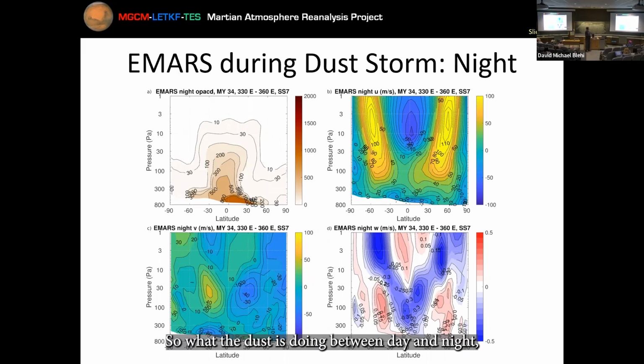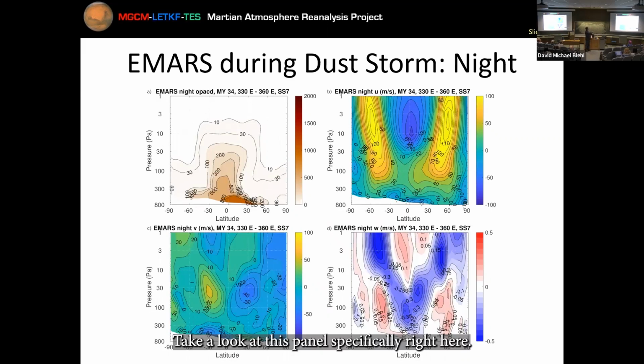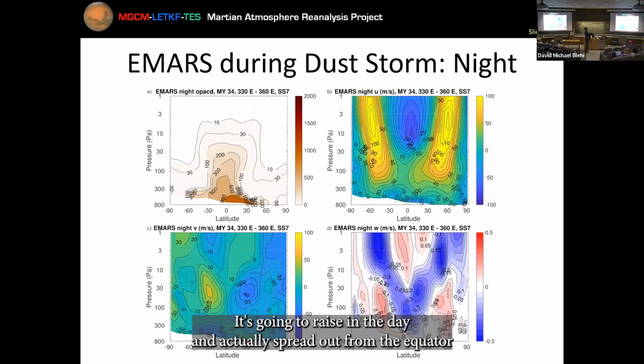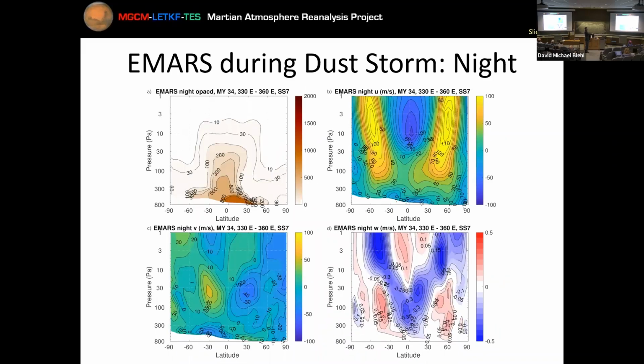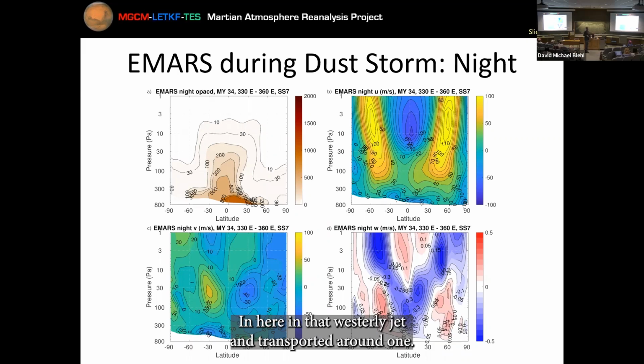So what the dust is doing between day and night, you can see these things flipping around quite a bit. Take a look at this panel specifically right here, and you'll see this dust actually going from night. It's going to rise in the day and actually spread out from the equator, right? Like this. So you have that day-night cycle, but within that, you gradually get the dust spreading out enough that it can get caught in here in that westerly jet and transported around Mars.